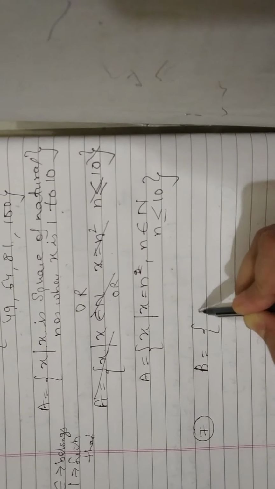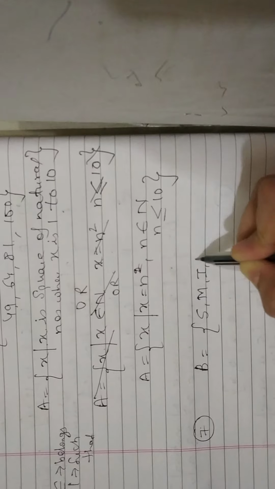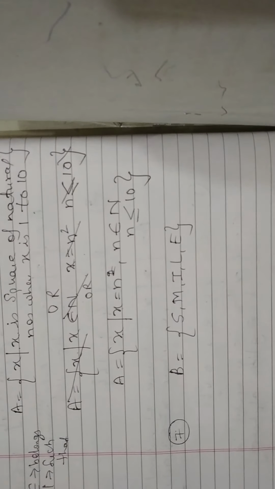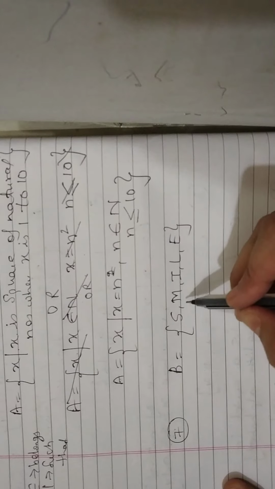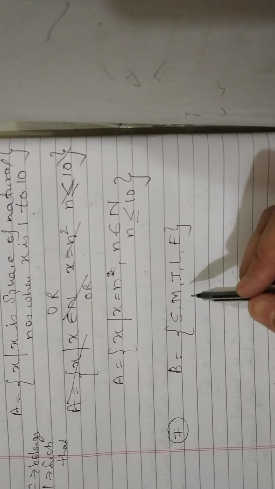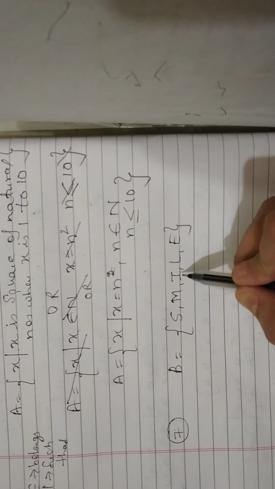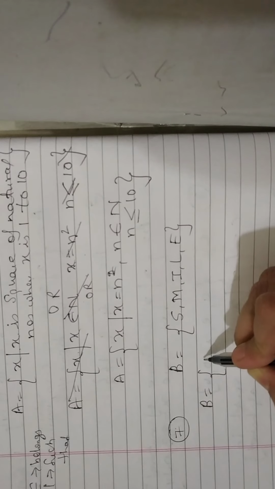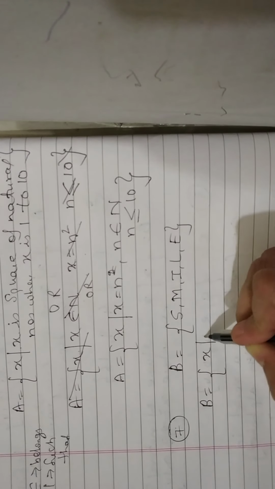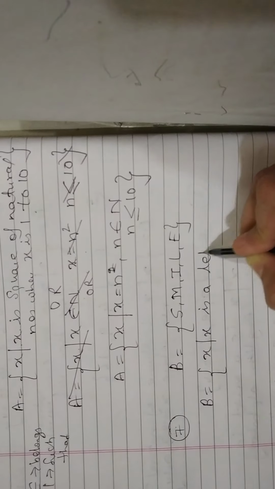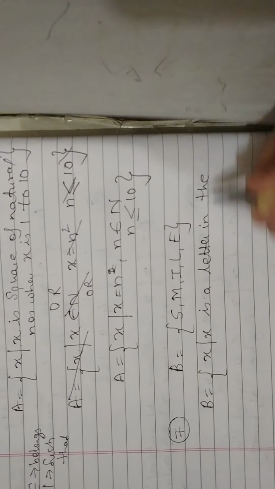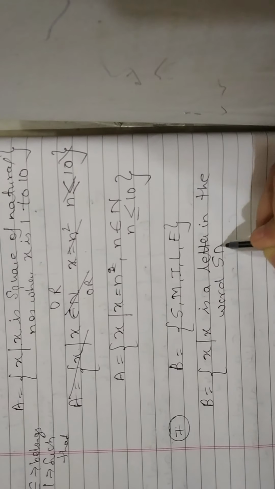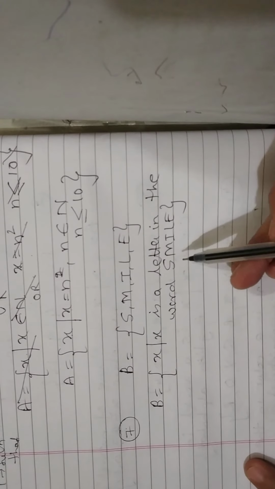B is equal to S, M, I, L, E. So here, S, M, I, L, E. What can you say? This is a letter in the word smile. X is such that X is a letter in the word smile. This you'll get when we convert this from set builder form to listing method.